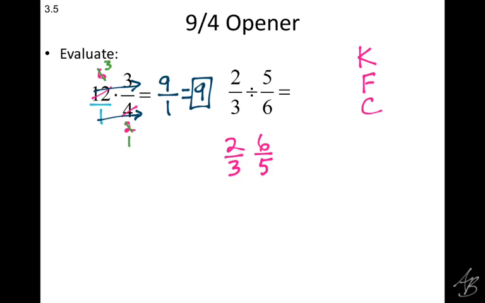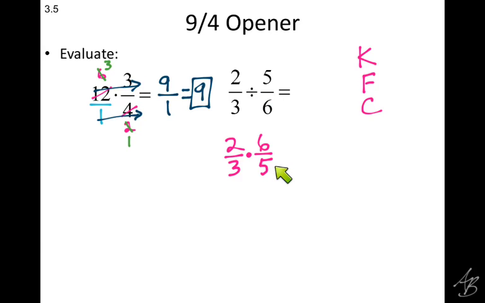What do we call it when we flip a fraction? What's that called? Starts with an R. Reciprocal, yes. So 6 over 5 is the reciprocal of 5 over 6. And then we change what? Yeah, change division to multiplication. All right. Now, you have to be careful. We always want to reduce, but don't reduce here before we flip it.